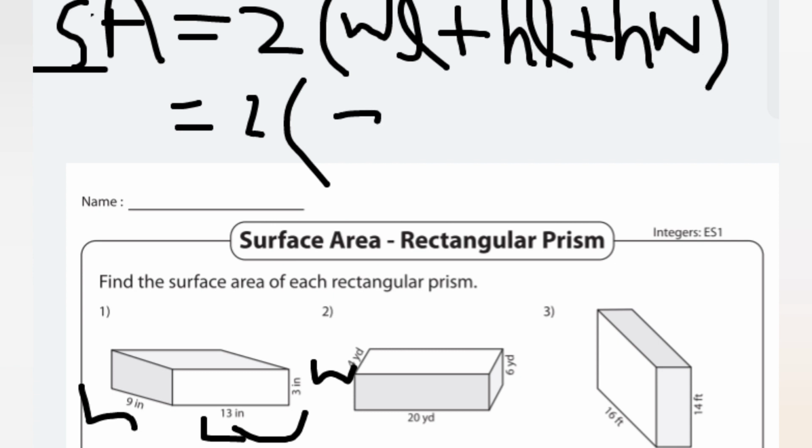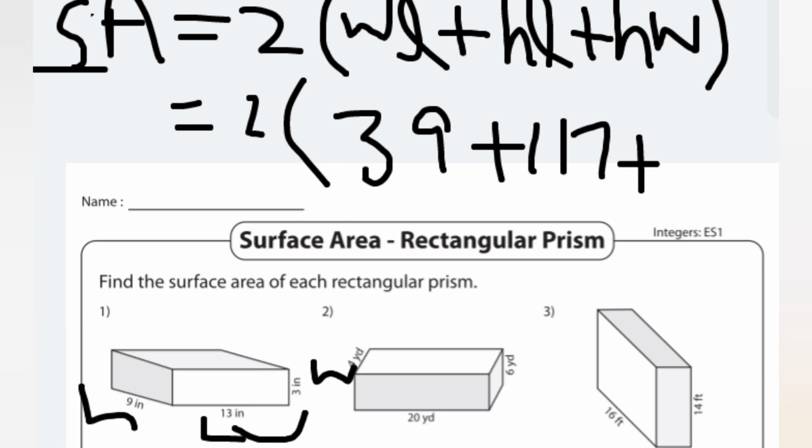So we'll write 39 plus height times length. Height is in this case 9 and the length is 13. So 13 times 9 will be equal to 117. So we'll write 117 plus, and now we'll multiply height with width. So 9 times 3 will be equal to 27.